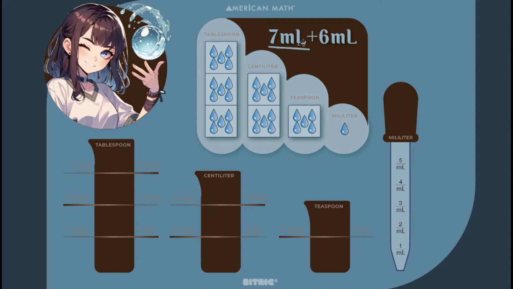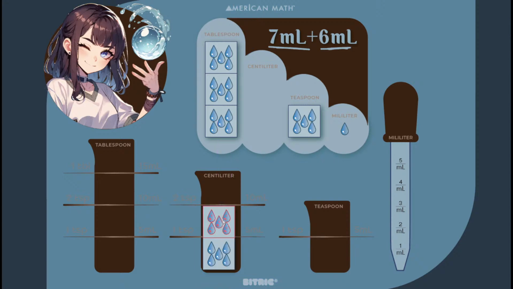So we have 7 milliliters, okay? And we know, well, he was talking about the closest value, but we know we have plus 6 milliliters. And we know that it's going to be over 10. So what we can do is we can drag our centiliters into the centiliter beaker. There we go. Because it holds 10 milliliters. So now we have a total of 10 milliliters out the way.